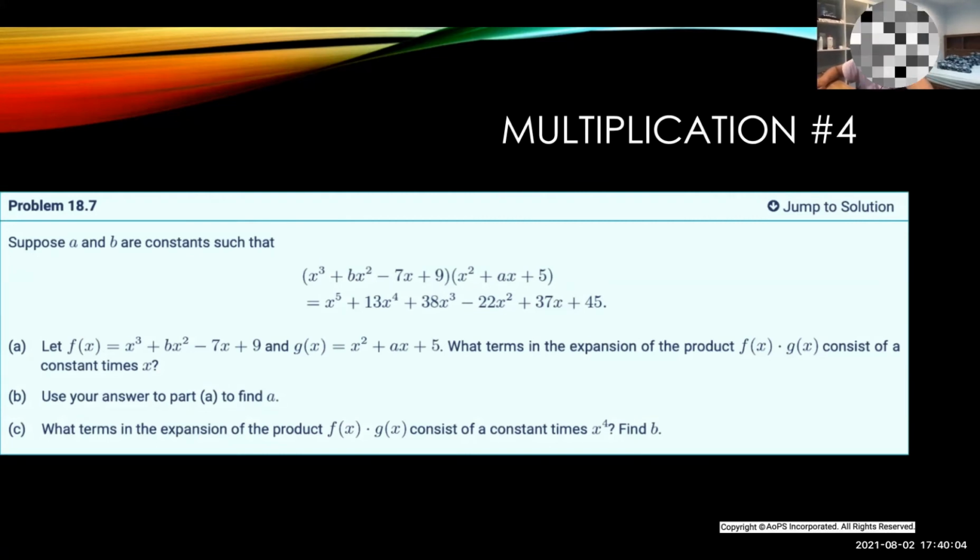So the only ones that are going to be important to us to find a, which is in part b, will be 9 and 7x and 5 and ax, because a is a linear term, and those are the only ones that are going to be affected.